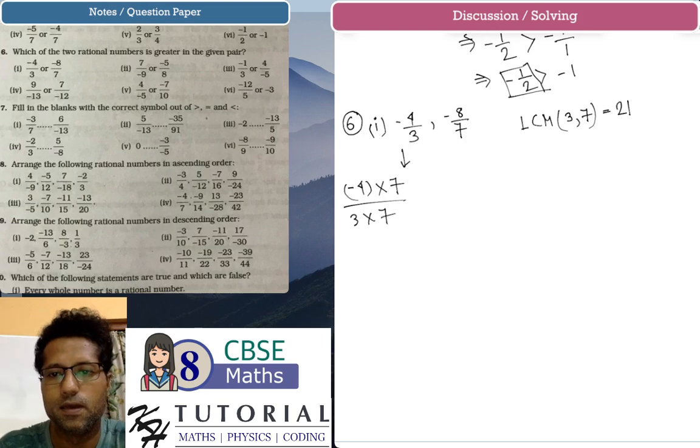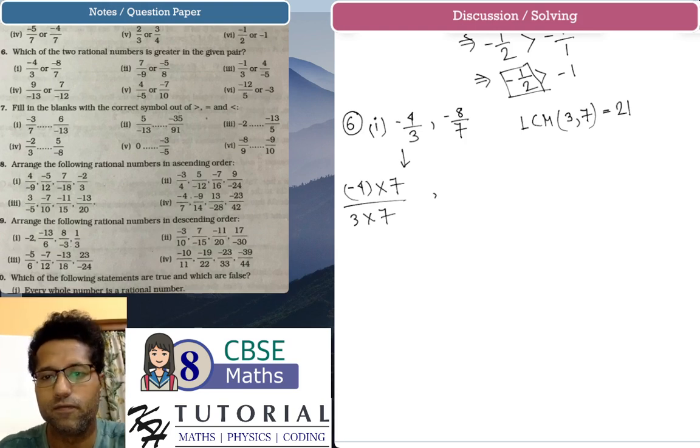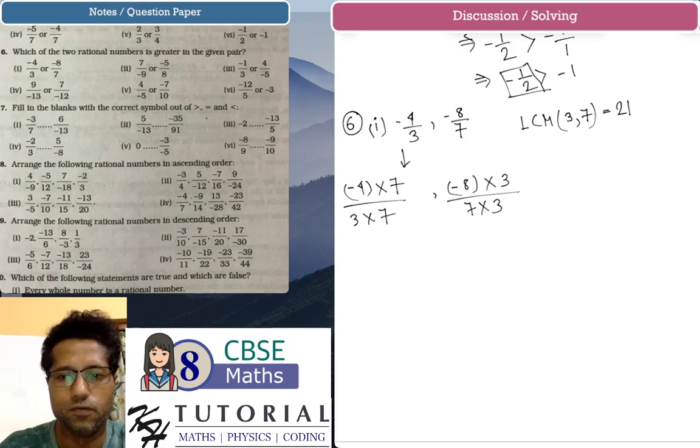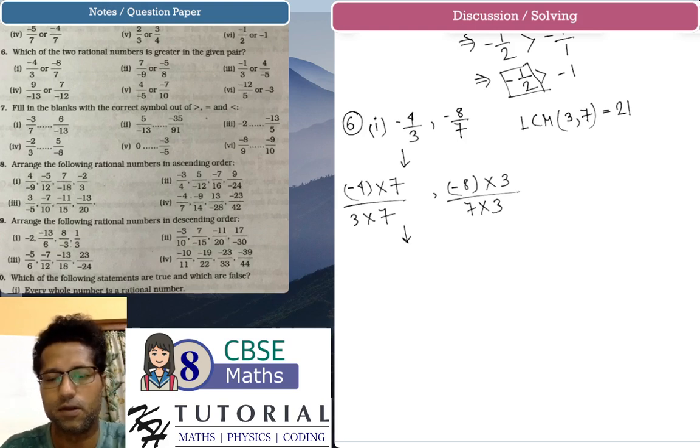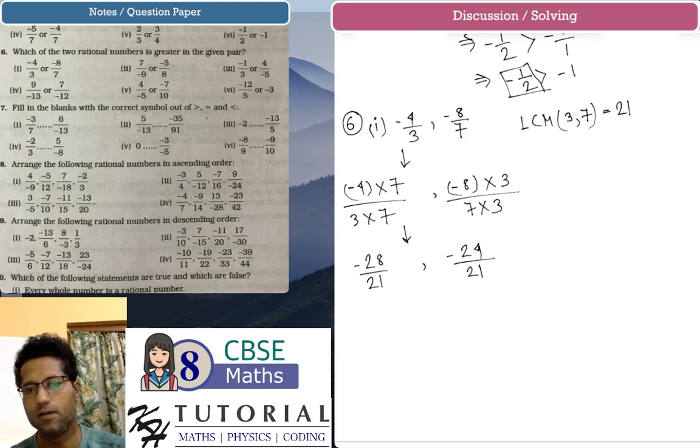3 by 7, and for this rational number minus 8 by 7 we have to multiply to make the denominator 21. We have to multiply both the numerator and the denominator with 3. So we got the new pair of rational numbers as minus 28 divided by 21 and minus 24 divided by 21. Now clearly we see that the denominators are the same, 21. Now we compare the rational numbers based on the numerators.